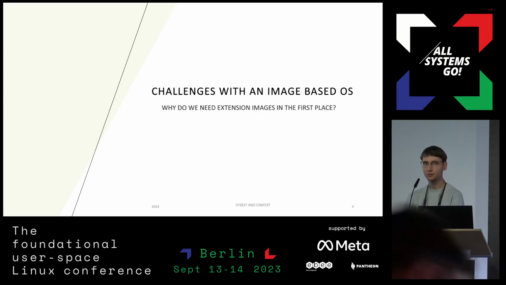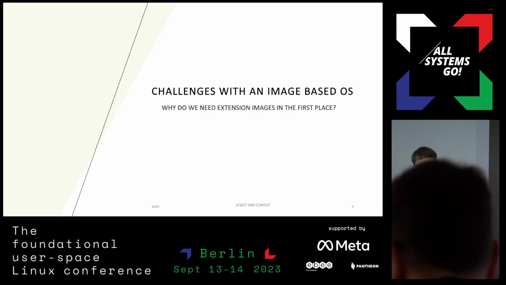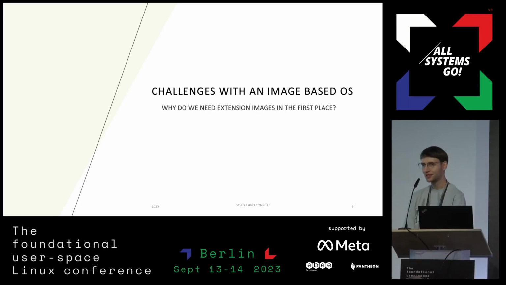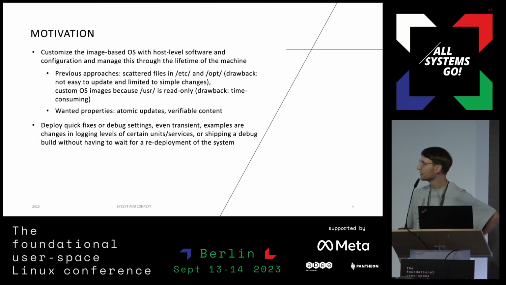So where do we come from? When we have an image-based Linux, like Flatcar Container Linux is, for example, we suddenly face new challenges, and that's why we looked for solutions, and in the systemd project this idea came up for extension images. So basically the main point is that we want to customize an image-based OS with host-level software or configuration. And then we want to manage this software or configuration through the lifetime of the machine.